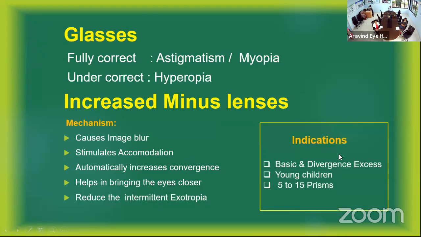The indications are basic and divergence excess types in young patients who don't do much reading. As children grow older and are involved with more reading, this accommodation causes strain to the patient. So it's not very helpful for children who are very active in reading. And it's only helpful for a small exotropia, like 5 to 15 prisms. So this is how the minus lenses are given and how they work.